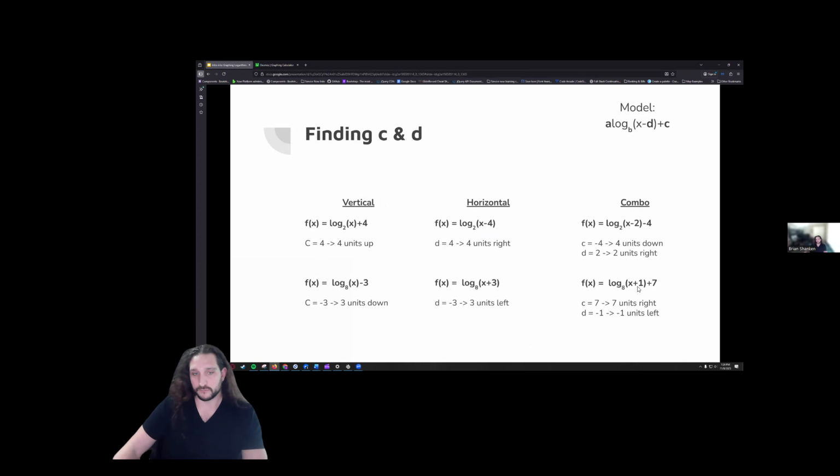Our d, if you want to identify that, we got another plus sign in here, so we're going to change that to a negative sign. We have our d equals -1, and that's going to be 1 unit to the left. Okay.